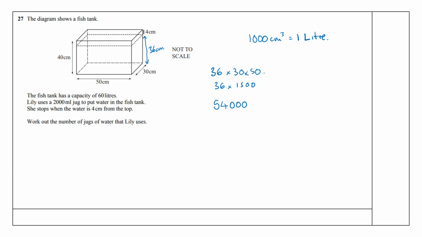So she uses 54,000 centimeters cubed, which means that she is using 54 liters, because each 1,000 centimeters cubed is a liter. She uses a 2,000 milliliter jug. 2,000 milliliters is 2 liters. So how many jugs of water does she use? Well, she would need 54 divided by 2, which is 27 jugs used.